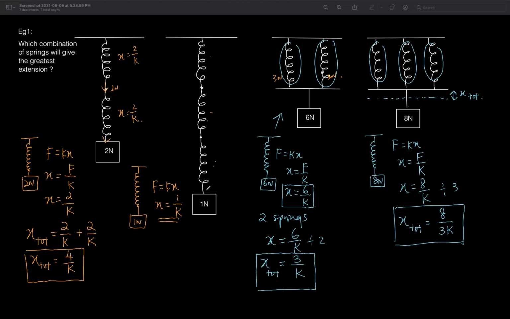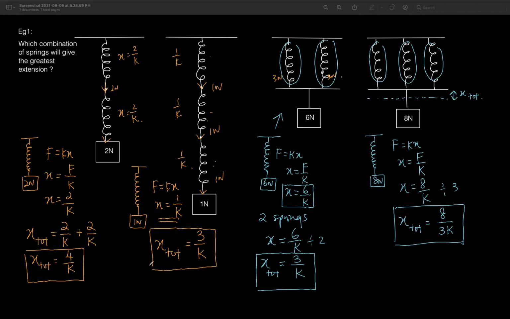Since you have 3 springs and the force acts the same on each spring, 1 Newton, 1 Newton, 1 Newton, then you have 3 times the extension: 1 over K, 1 over K, 1 over K. So you have 3 over K. X total equals 3 over K.